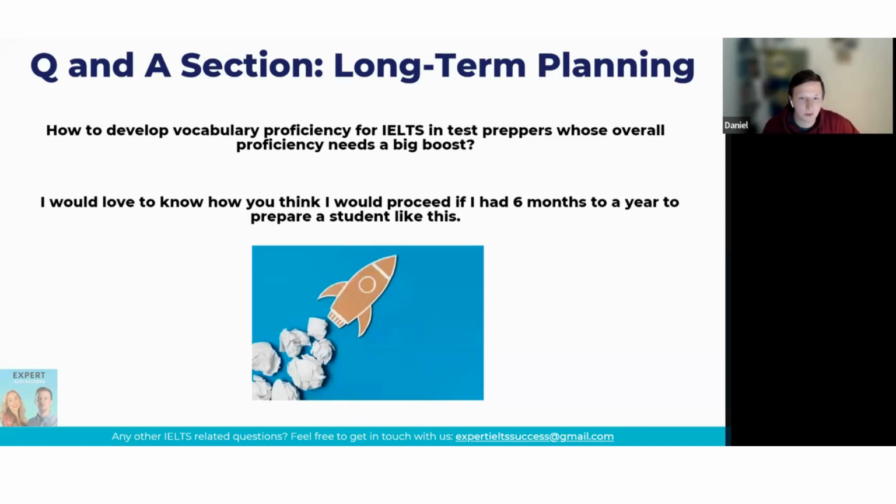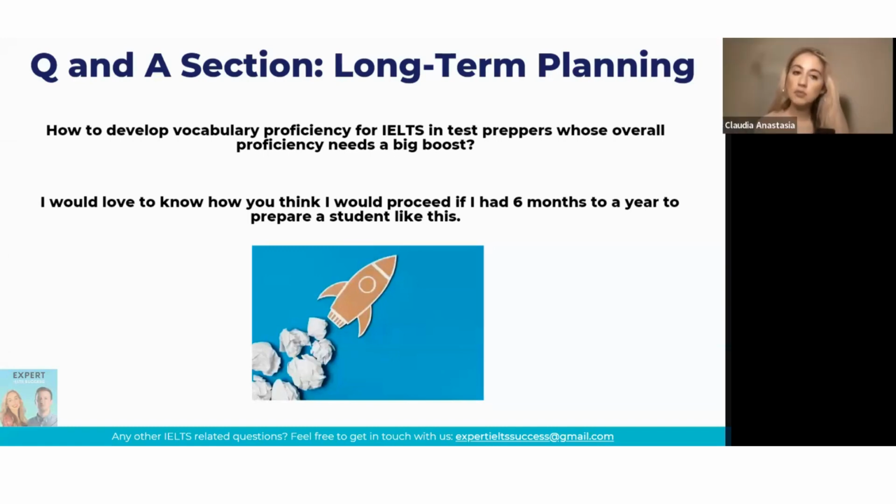But if you had 6 months to a year, you could definitely plan general English, general reading skills, building structures for speaking, building structures for writing, and then start to connect that and link that to IELTS as well. What would you do, Claudia, in this situation?